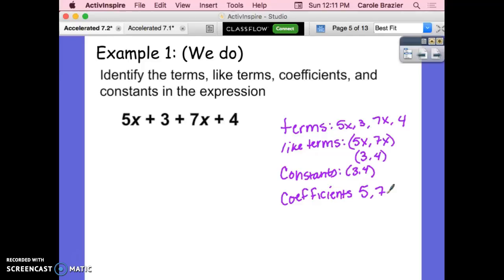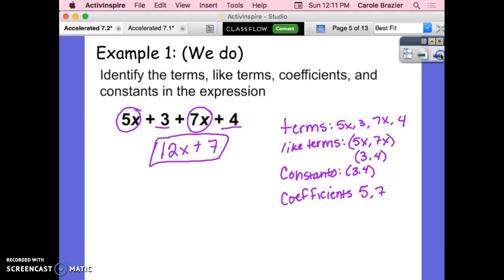So if I were to solve for this one and I look at the things that are the same, my 7x and my 5x are the same, so I can add those. So 7 and 5 is 12. So 12x's. And then I have 3 and 4. So if I were to add those in, that would be 7. So you're left with 12x plus 7, and that's as far as I can take that. I can't take it any further.